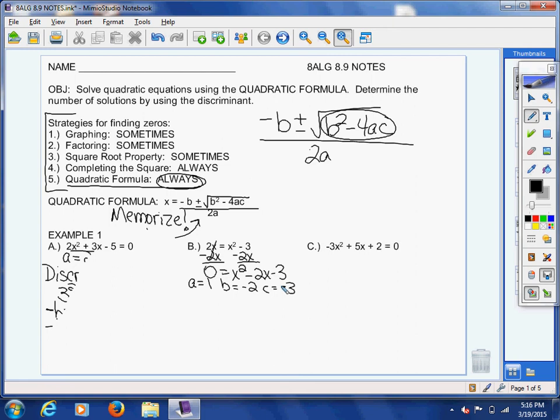Okay, what I would do is go ahead and find that discriminant, and let's just save that heartache right now because this is kind of hard to calculate. So b squared, so we're going to take negative 2, and we're going to square that, and then we're going to take away 4 times 1 times negative 3. Okay?